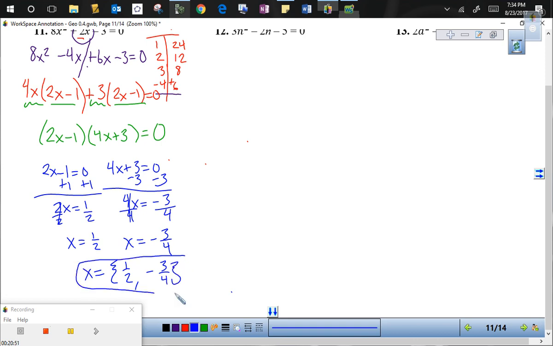When you are hard factoring, every single time, at least one of these is going to have a fraction in it. One of them might turn out nice to be a whole number, but at least one of them has to be a fraction when you're hard factoring. So don't be surprised when those show up.